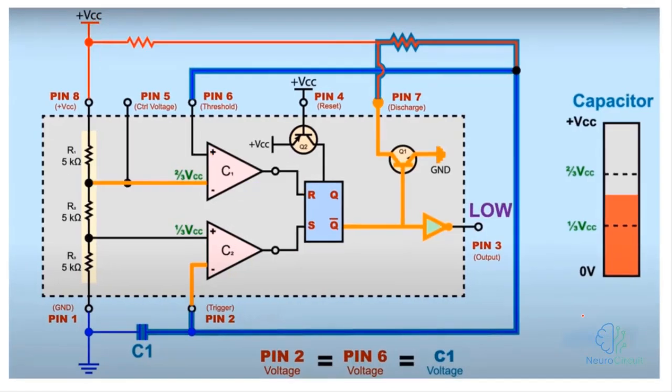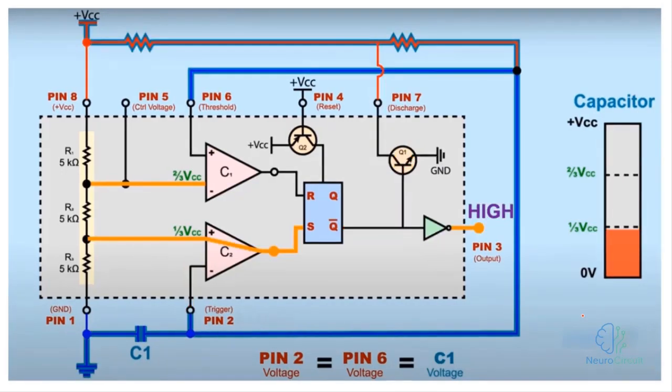This allows the capacitor to discharge through that path, and the voltage across the capacitor drops to less than 1/3 of VCC. This causes comparator 2 to go into the high state and set the flip-flop again. That is, since it's connected to the set button, it sets it, changes the output, and causes the output to go into the high state. When the output of the 555 is in the high state, that means not Q is in the low state, and this causes our transistor, the discharge transistor, to turn off.